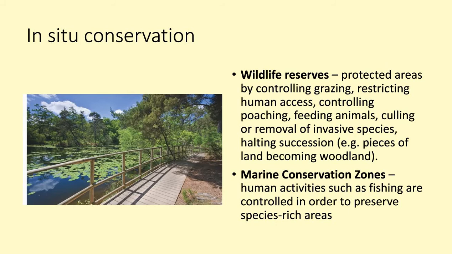So there is a protected area that is looked after, and also a similar sort of thing in the water. So that's a marine conservation zone, where human activities such as fishing are controlled. There may be some fishing, but there's not unlimited fishing, in order to maintain the diversity.